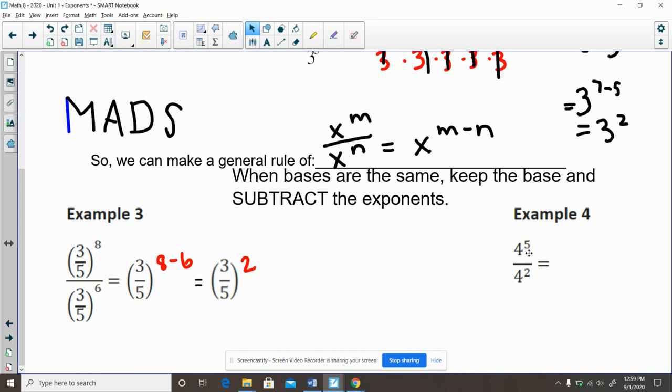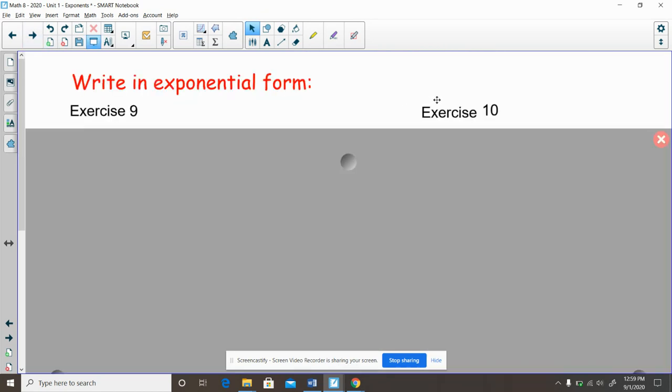Okay, example 4, 4 to the 5th, 4 to the second. The base is the same. We keep the base, and we subtract our exponents, which gives us 4 to the 3rd power. Take a second, complete this page, and then we will show the answers.